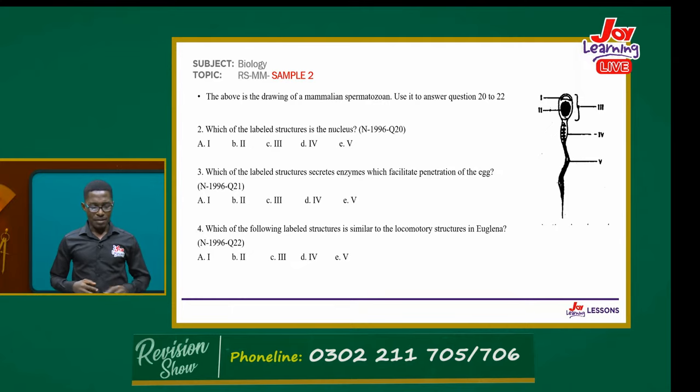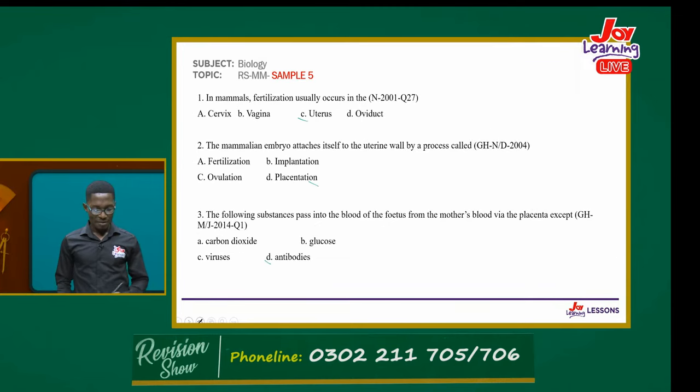Hello. Welcome. Please, which sample do you want to answer? Sample 5. Wow, sample 5 is trending today. Your colleague couldn't get them right. Let's go. Question 1, in mammals, fertilization usually occurs in the... In the oviduct. Correct. Also called the fallopian tube. That is very correct. Then question 2. The mammalian embryo attaches itself to the uterine wall by a process called? Implantation. That is correct again. The following substances pass into the fetus from the mother's blood via the placenta, except one that doesn't pass. Which one?